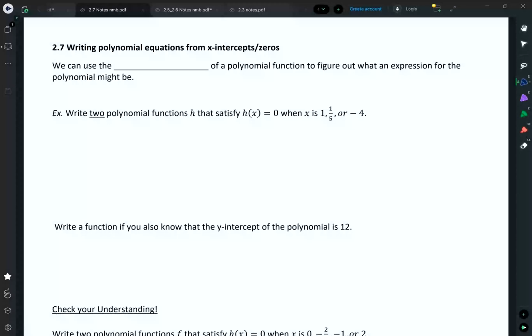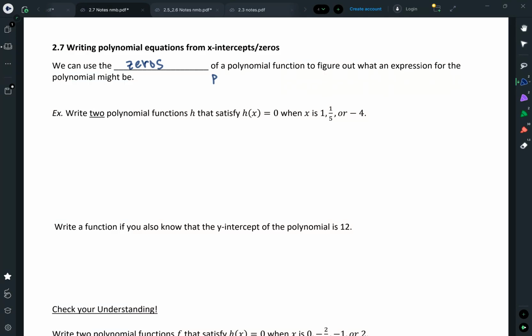We are writing polynomial equations from x-intercepts and zeros. So these are our Algebra 2 notes for the day. So we can use the zeros of a polynomial to figure out what an expression for the polynomial might be. So let's just do a quick little review.